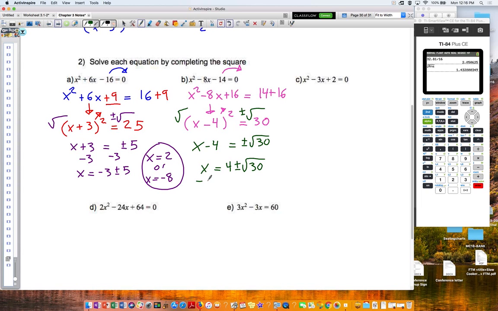Now, the square root of 30 has no perfect squares in it. Okay? The only factors are 2, 3, 5, and 10. None are perfect squares, so we're good to go.